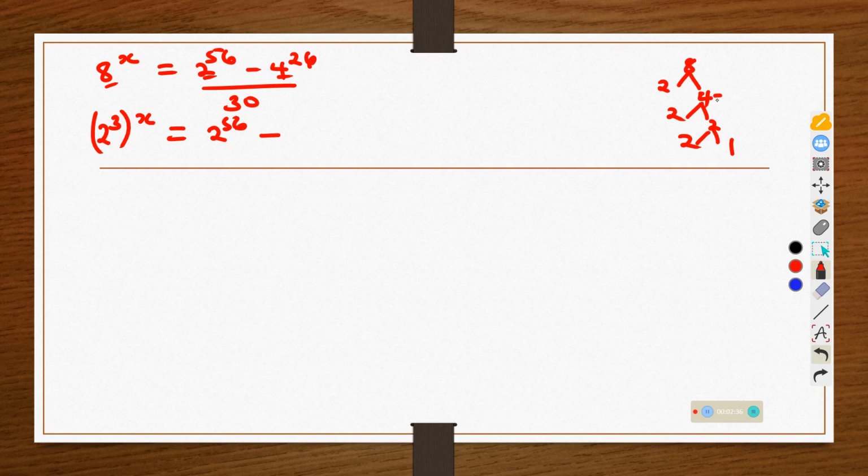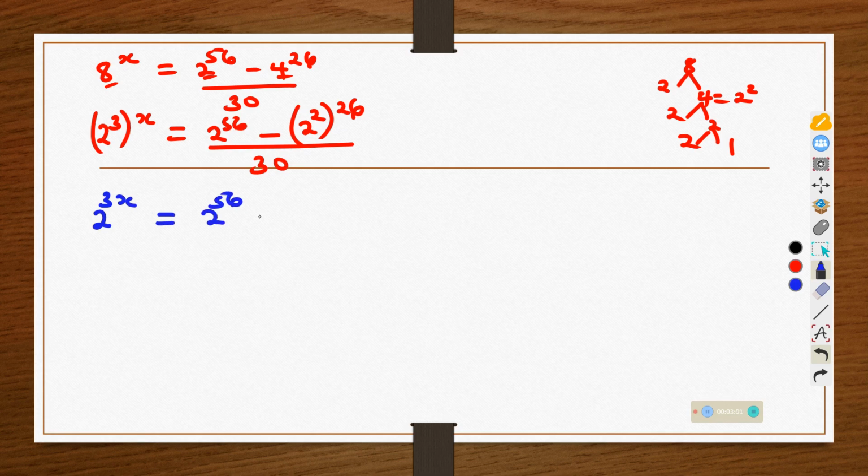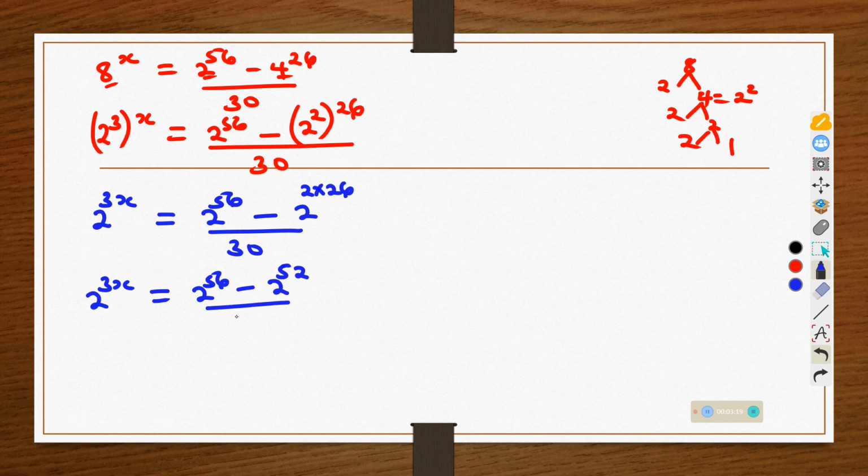4 is the same as 2 to the power 2. So this is the same as minus 2 to the power 2, but the whole of this is to the power 26. We are dividing this by 30. From here, we shall multiply these powers together. We have 2 to the power 3 times x, that is 3x, and this is equal to 2 to the power 56 minus 2 to the power of 2 times 26, and we are dividing this by 30. So we shall have 2 to the power 3x, which is equal to 2 to the power 56 minus 2 to the power 52, divided by 30.